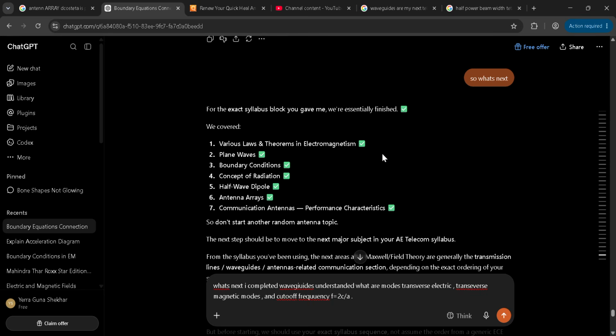And what's next? Waveguides. We covered all this, and further, if we are following the full syllabus, I recommend moving to waveguides. First, the basic question is very simple.